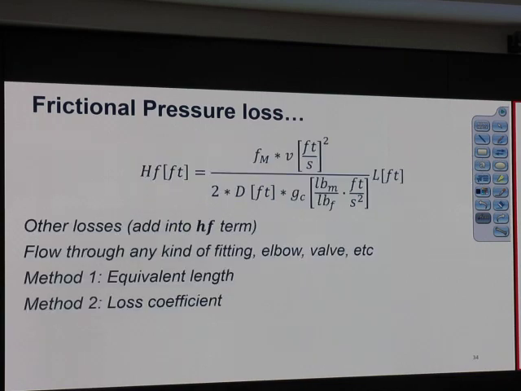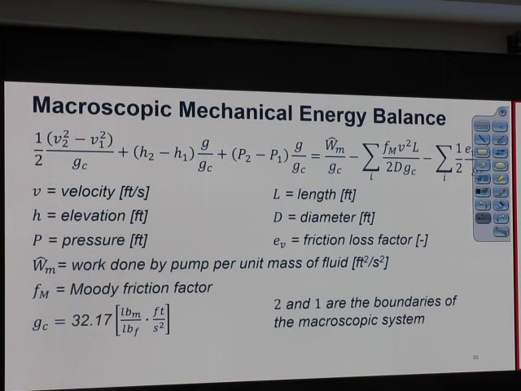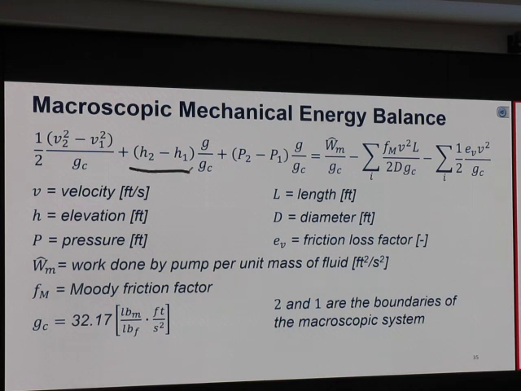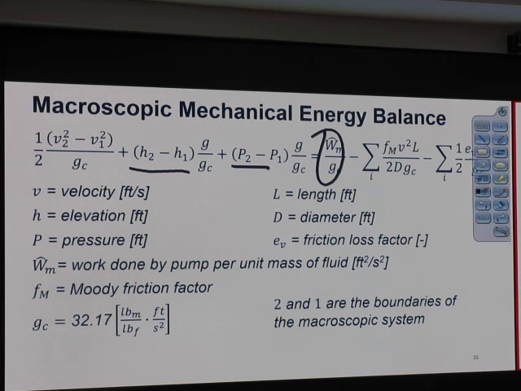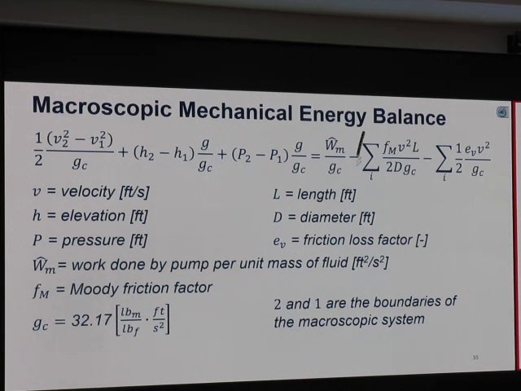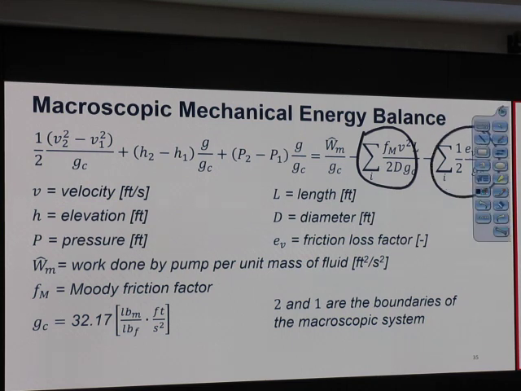Okay, this is how to estimate the loss for height. What if we have something else? Something else means we have the change in the elevation, we go up. Okay, we pump uphill. We have the change in the velocity, we have the change in the pressure, we have work done by the pump. That is the horsepower term, right? We have frictional pressure loss, and we have the E sub V term, accelerational pressure loss.